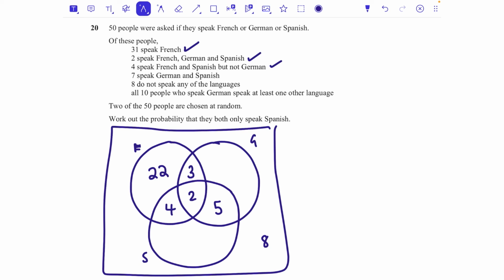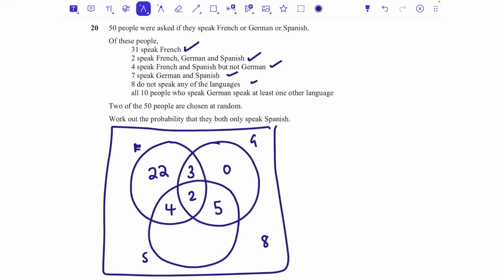There we go. So 31 people speak French, we've done. 2 there, 4 there, 7, yep, that's great. 8 do not speak any of the languages, and all 10 people who speak German speak at least one other language. So we also know that there's no one in that section there. We could put 0 if you like. Yeah, let's put 0. There we go. Don't have to. You could have left it blank.